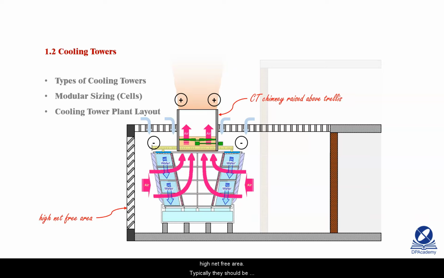By extending the discharge of the cooling tower to above the trellis, the high pressure and the low pressure are no longer beside each other, and cool air will be drawn into the cooling tower plant. As stated, the facade louver should be high net free area. Typically this should be above 80% free area, but this will be specific to your project. So now this is a good cooling tower plant design.